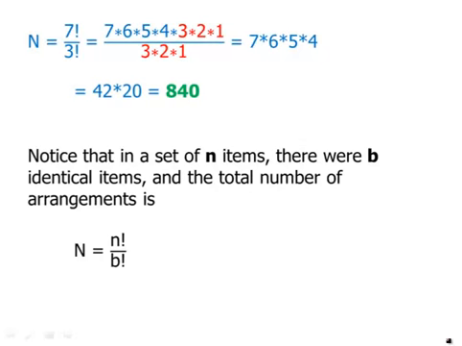Notice that in a set of n items, where b are identical, the total number of arrangements is n factorial divided by b factorial. That's a very important idea.